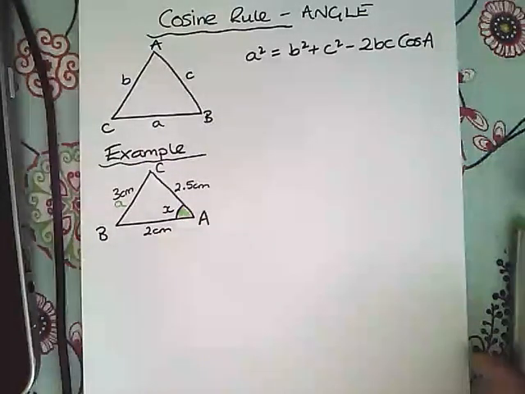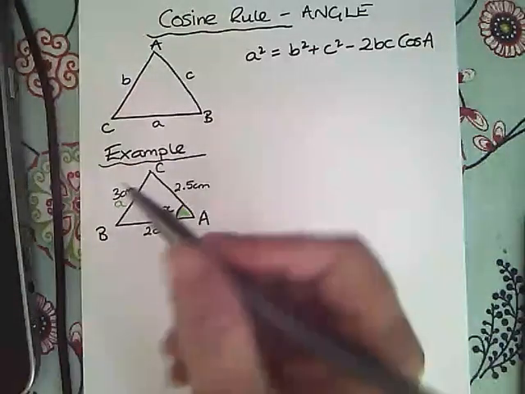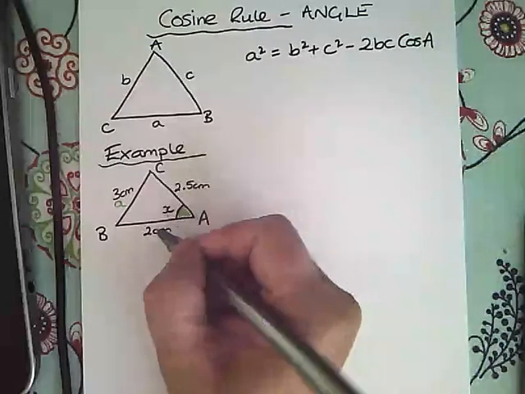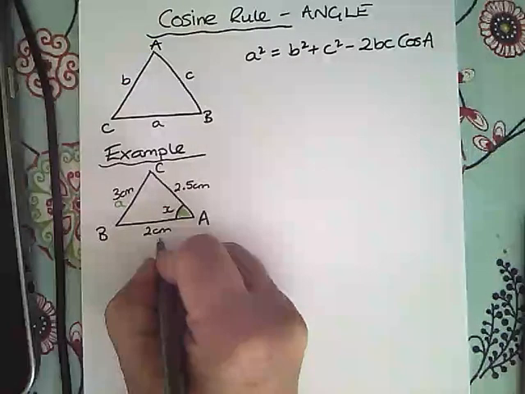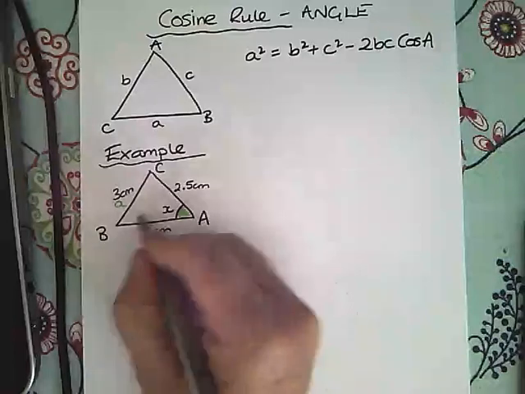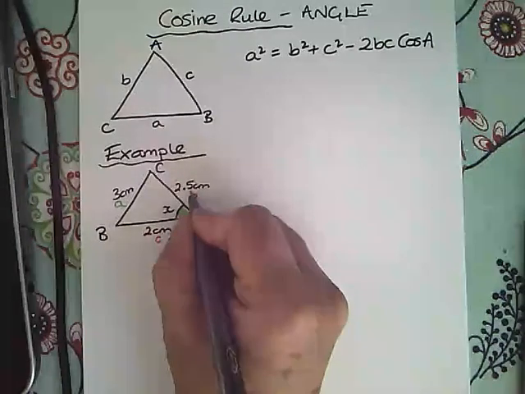Opposite, I'm using a different colour because of this included angle thing. C is here, little c, and opposite B here is little b.